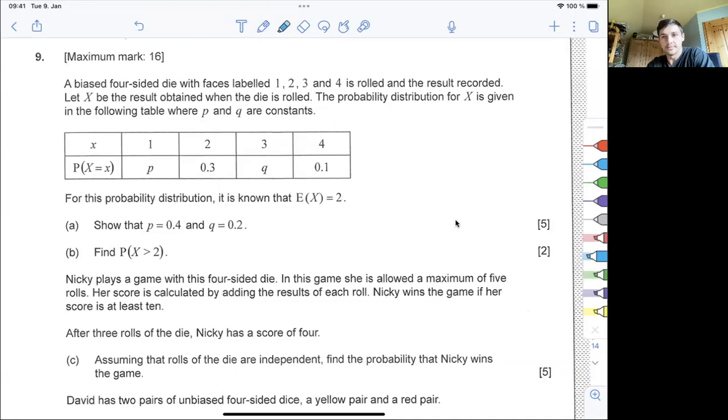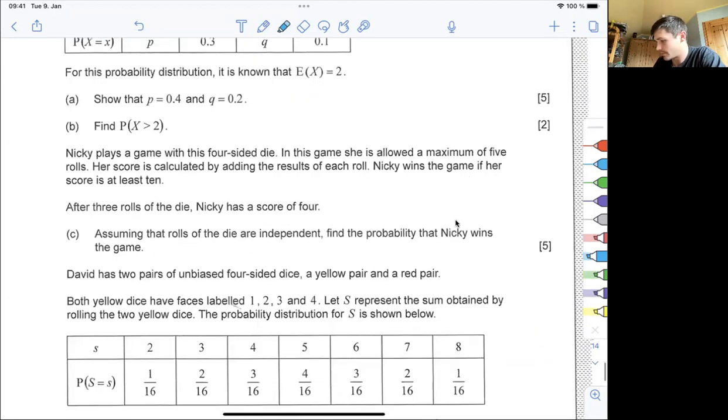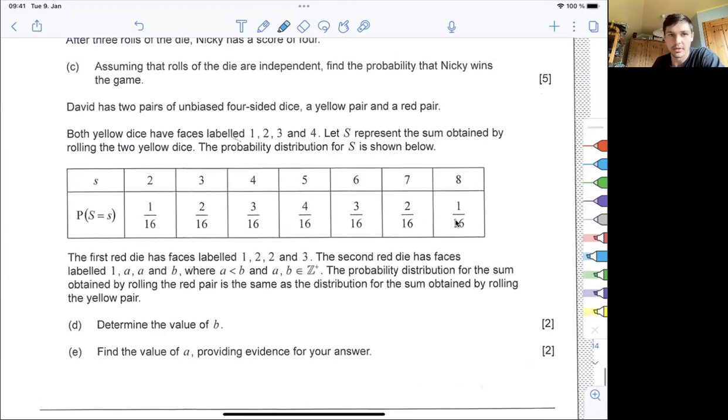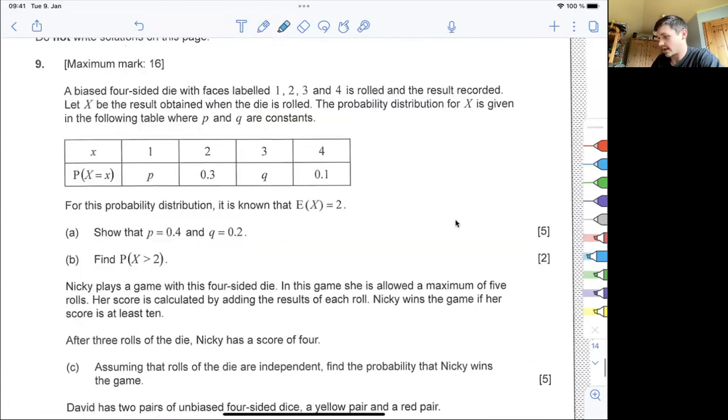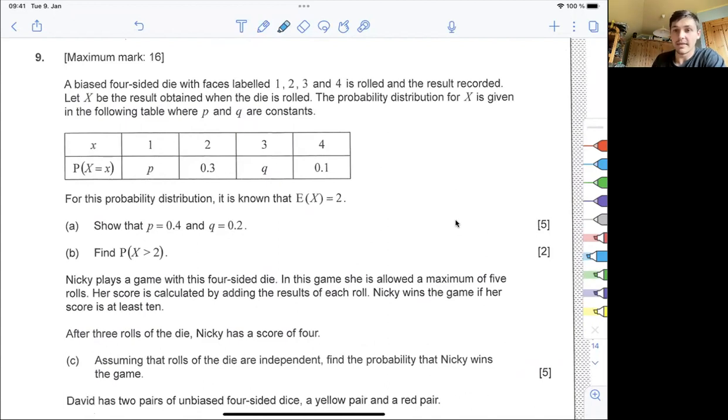Okay, question 9. So the way we are going to look at this question is it's effectively two questions. You've got parts A, B, and C, which all relate to this first probability distribution. And then you've got parts D and E, which almost feel like a completely new question. So first of all, let's look at parts A, B, and C together, and we'll answer them, and then we'll go on to that next bit.